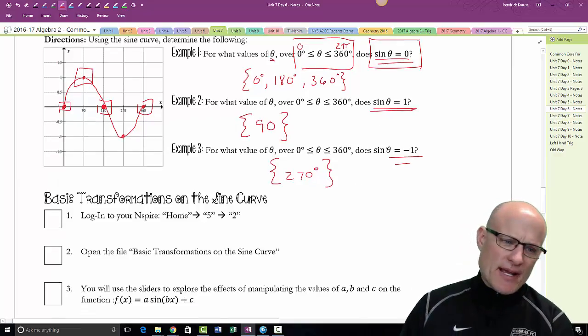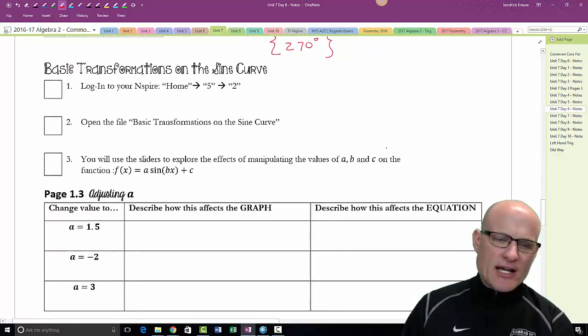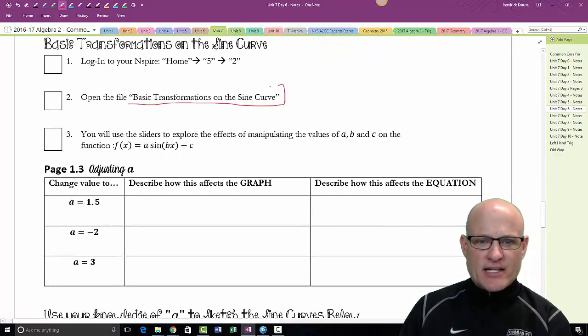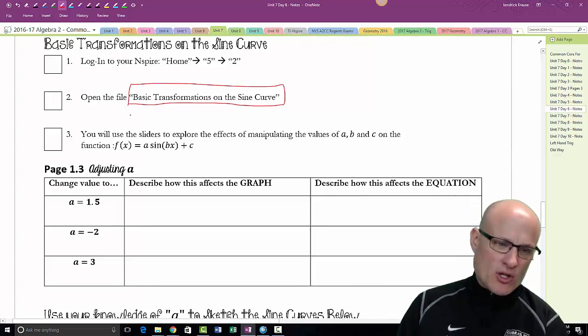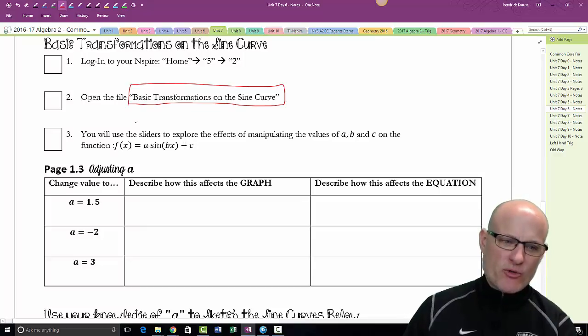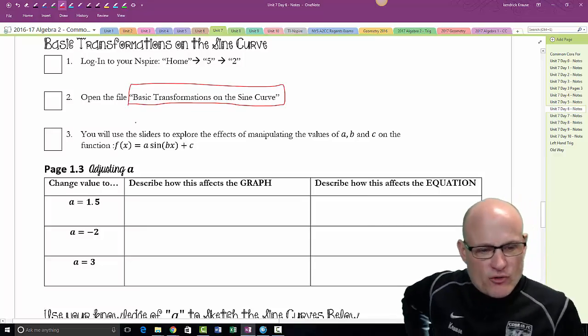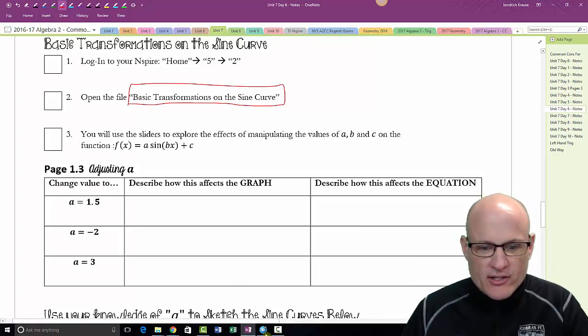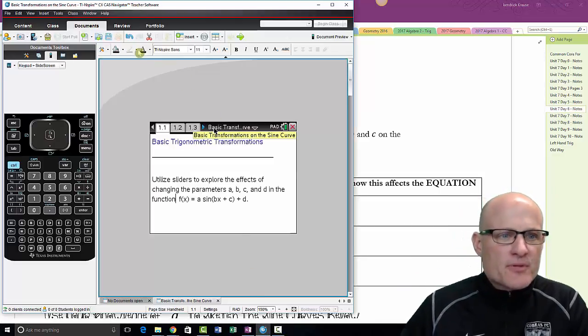Okay. So what I'm going to ask you to do now is, if you were in class, you would log on and create. Now, if you don't have a TI Inspire, just follow along, and let's see if we can go through this. We're going to describe the effects on the graph. So we're going to go over to our TI Inspire. Let me see if I can blow this up a little bit.